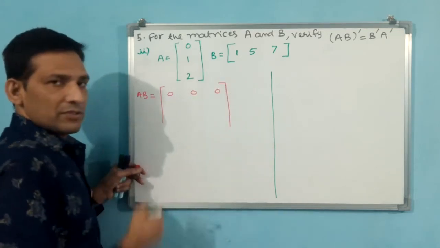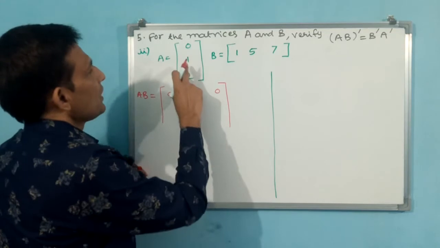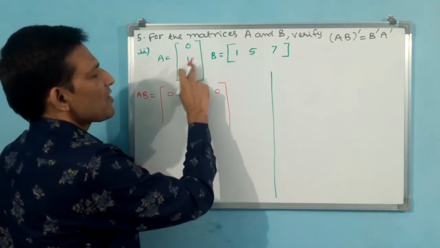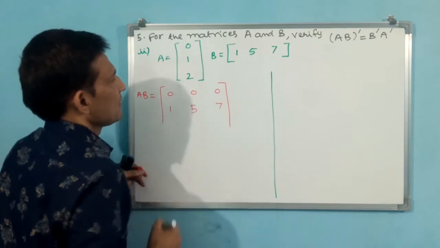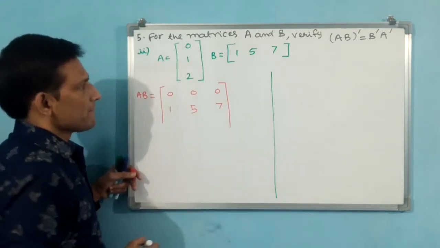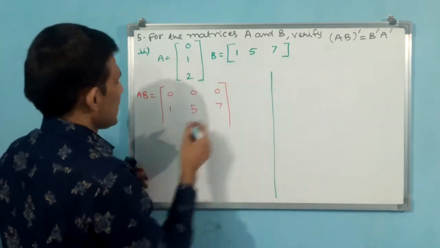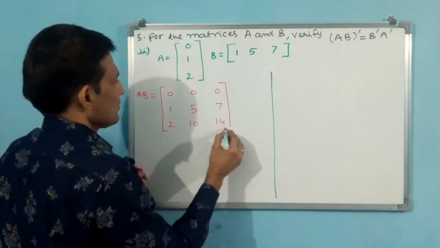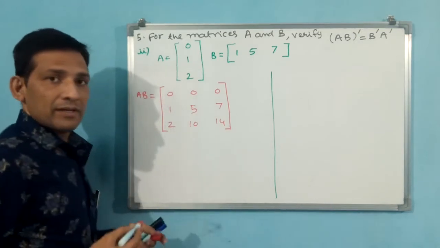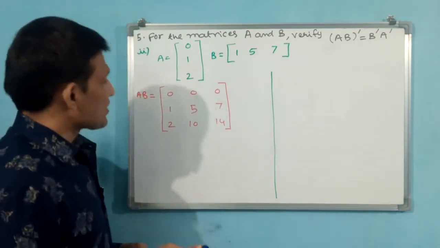Okay. This is the answer. First row. Now in the second row also, 1 is there, and 1 with multiplication means all are going to come the same: 1, 5, 7. Now you see, with 2 means 2 times: 2, 10, 14. Is it okay? Now what do you have to do?